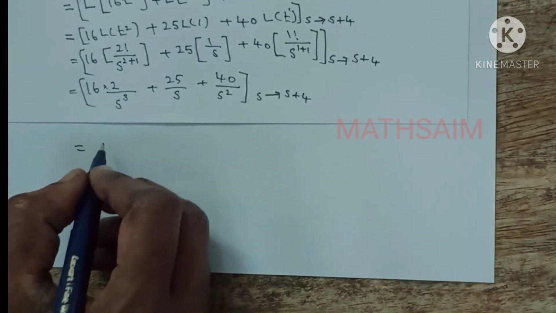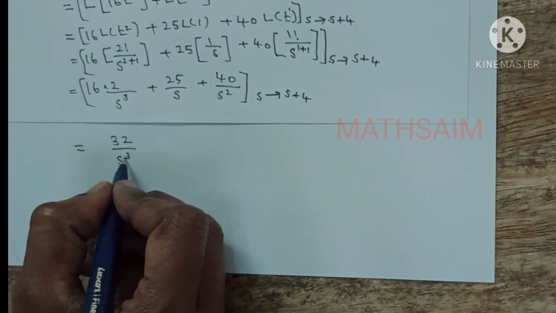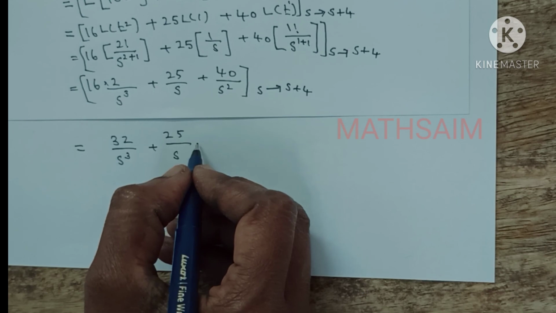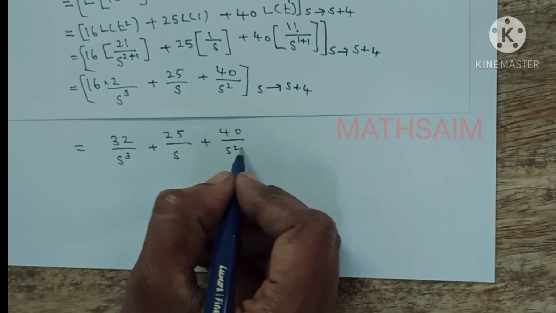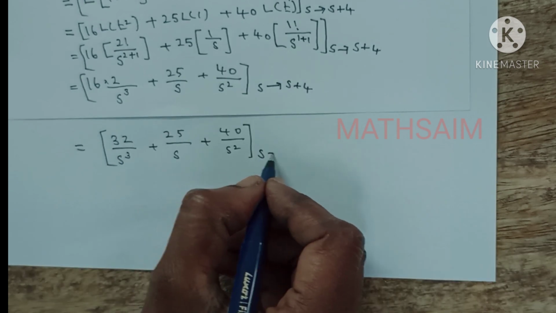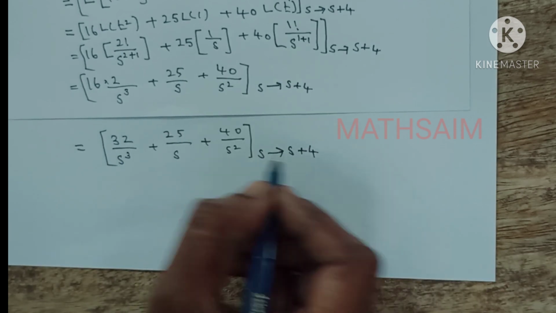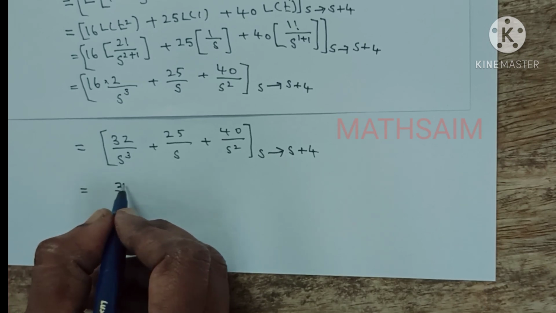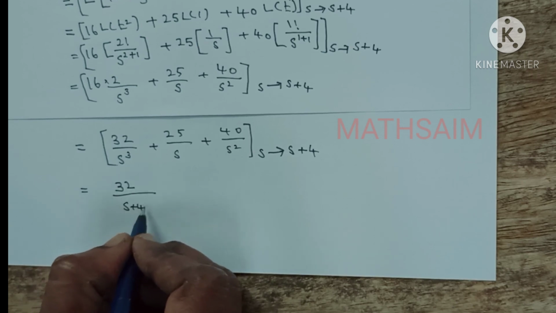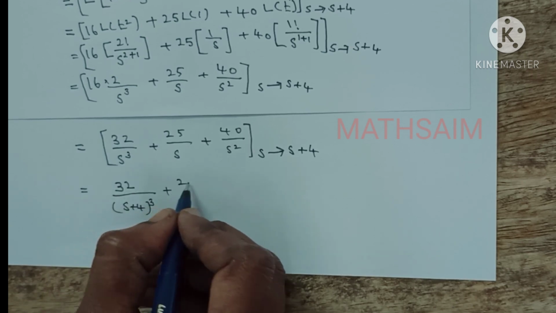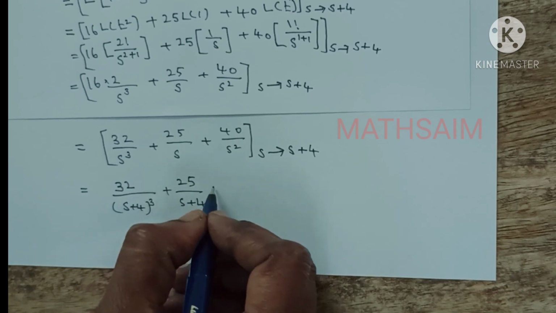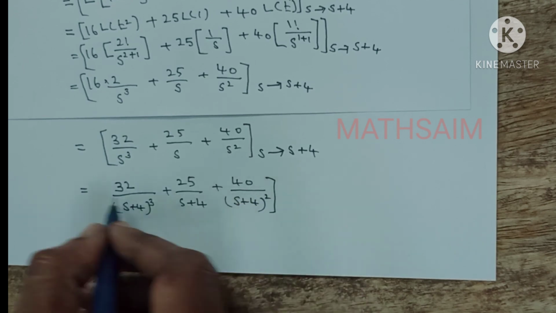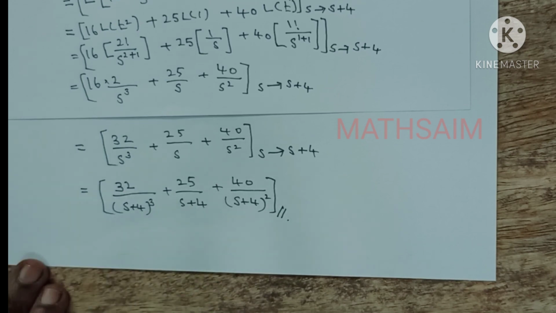This is equal to 32 by s cube plus 25 by s plus 40 by s square. We are going to replace s by s plus 4 as per the first shifting property. Now the answer is going to be 32 divided by (s plus 4) the whole cube, plus 25 by (s plus 4), plus 40 by (s plus 4) the whole square. That's all. This is the answer of this problem.